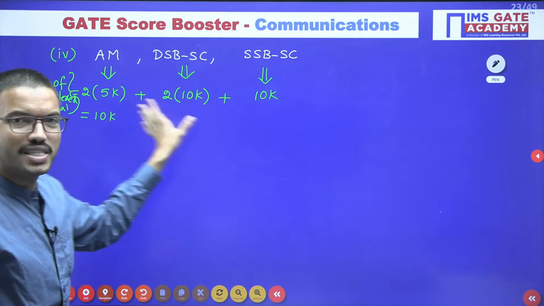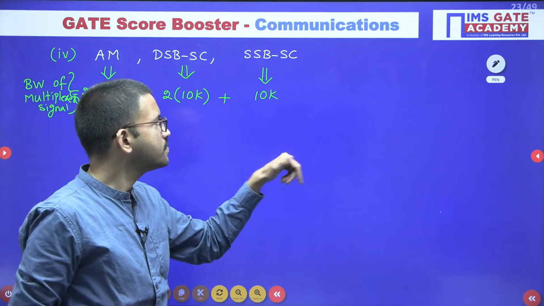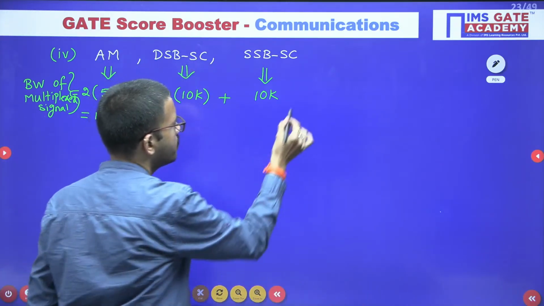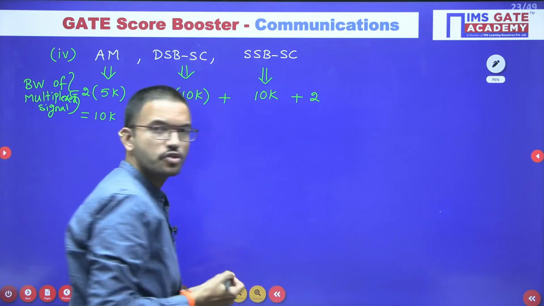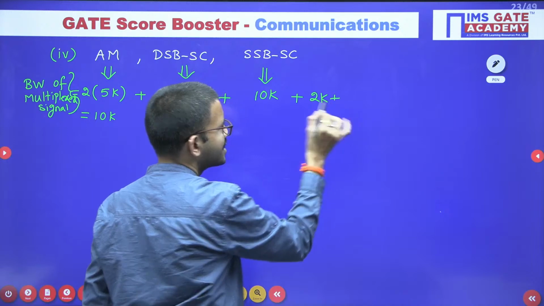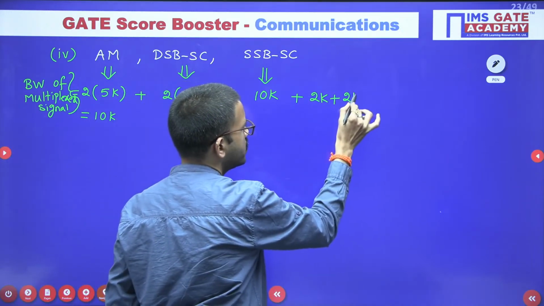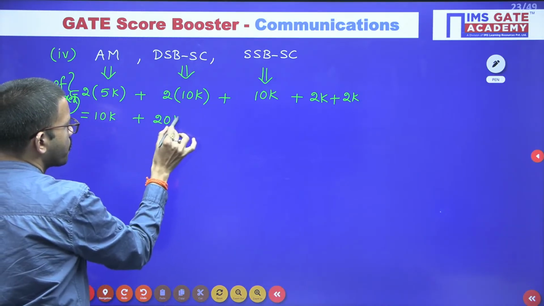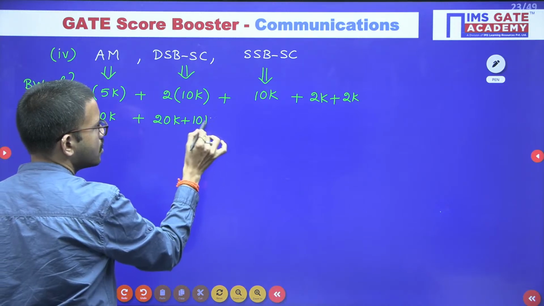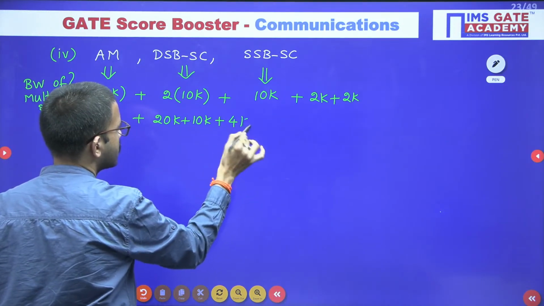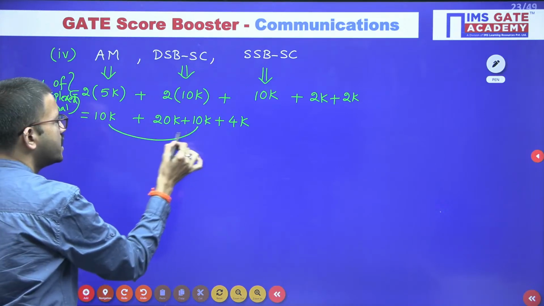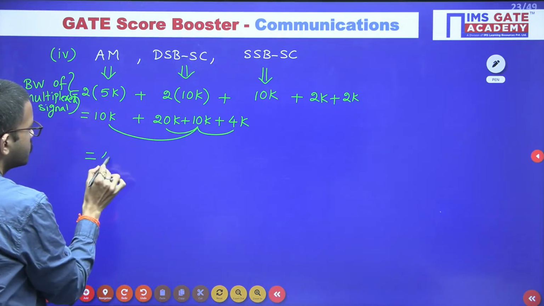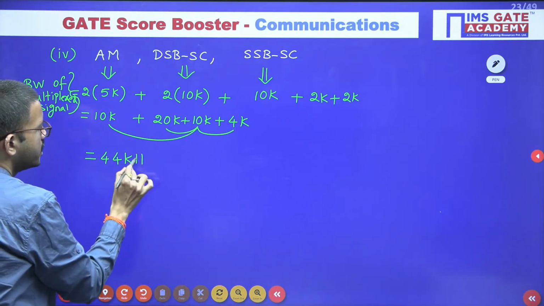And if you add only these three, you get the answer without a guard band, or if there is no guard band. But in the question it is mentioned that a guard band is there. So for separating first and second, 2 kHz, and similarly for separating second and third, we have to use a 2 kHz guard band. 2 into 5K is 10K, 2 into 10, that is 20K, plus 10K plus 4K. So in this case, 10 plus 10 is 20, 20 plus 20 is 40, 40 plus 4, that is 44. So in this case, we are going to get 44 kHz bandwidth.